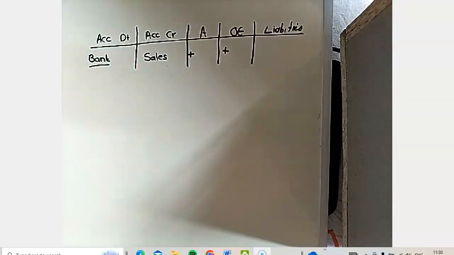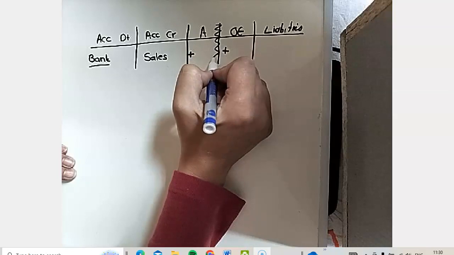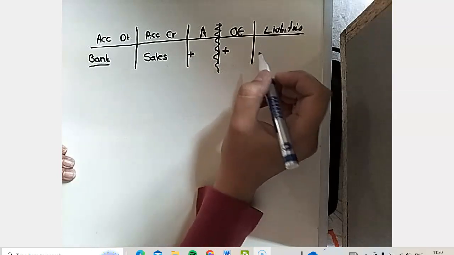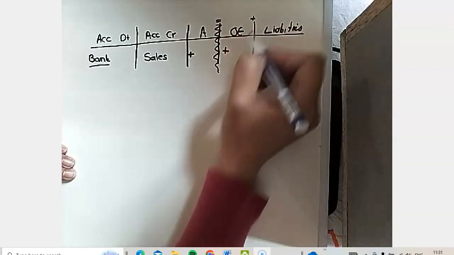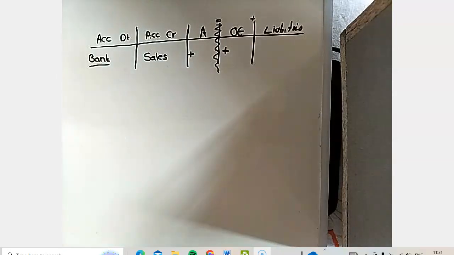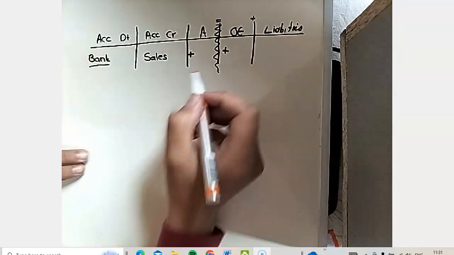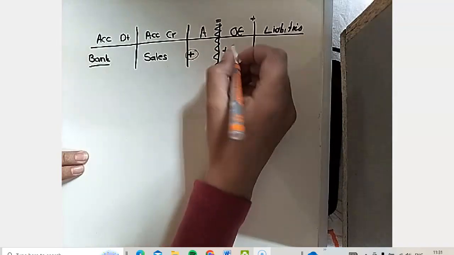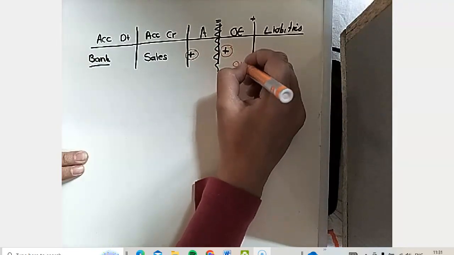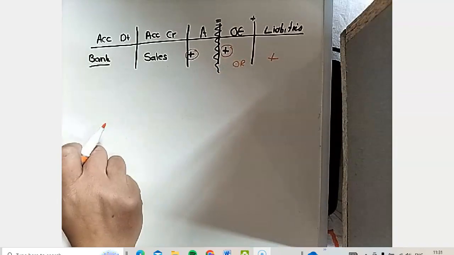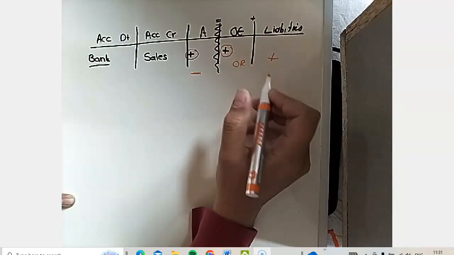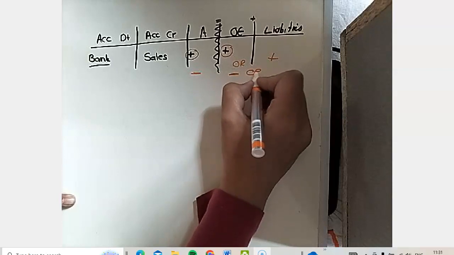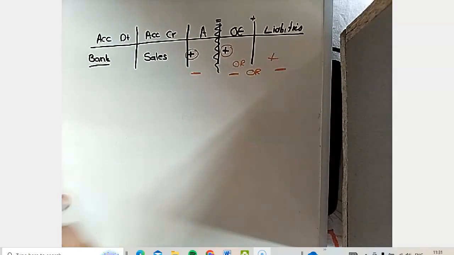So very important. There's a very thin line between the assets and owner's equity and liabilities, because your accounting equation says assets equals owner's equity plus liabilities. So this means if your assets are positive, your owner's equity or liability is going to be positive. If your assets are negative, your owner's equity will be negative or your liabilities will be negative.